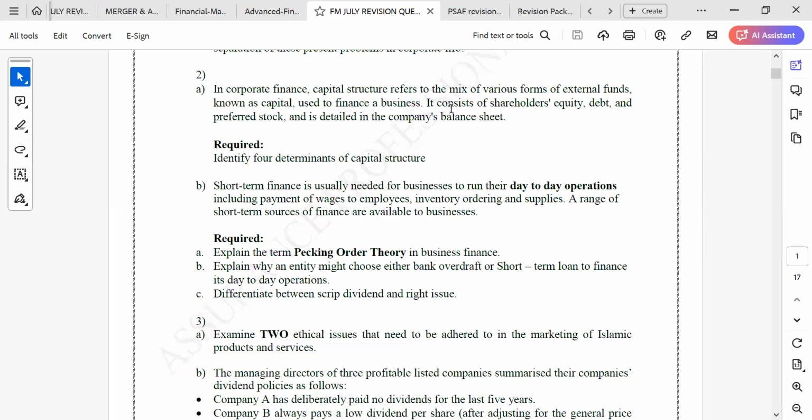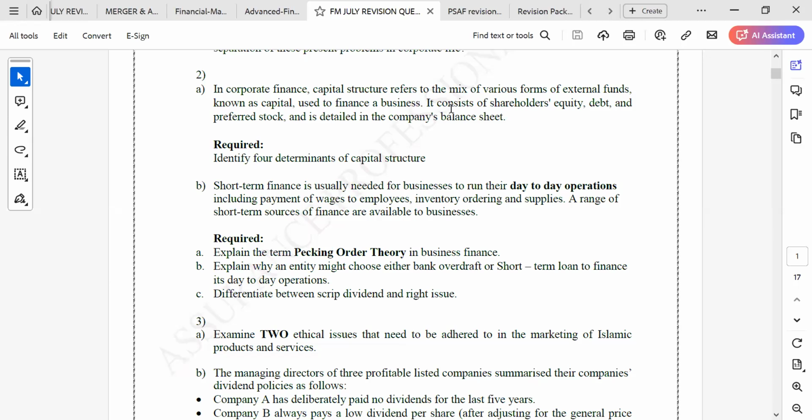So this question is actually talking about the reason why a company will go for a bank overdraft, being the benefit of the bank overdraft, and the reason why the company will go for a short-term loan, being the benefit or advantage of the short-term loan.